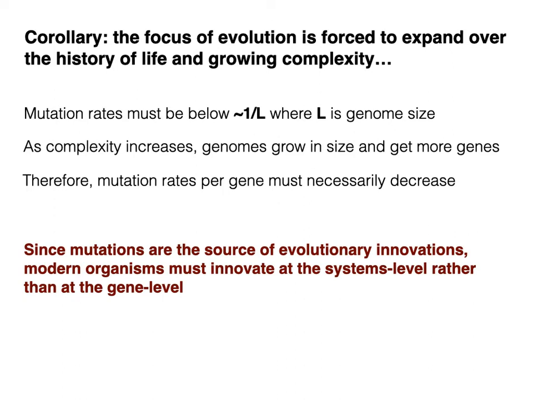Okay, so now comes the important part of the argument. We know that mutations are the source of evolutionary innovation. So if mutation rates per gene decrease as organisms become more complex over the history of life, this means that the focus of evolution has to broaden from the gene level to the multi-gene or systems level. In other words, modern organisms are innovating and restricted to innovate at the systems level rather than at the gene level.